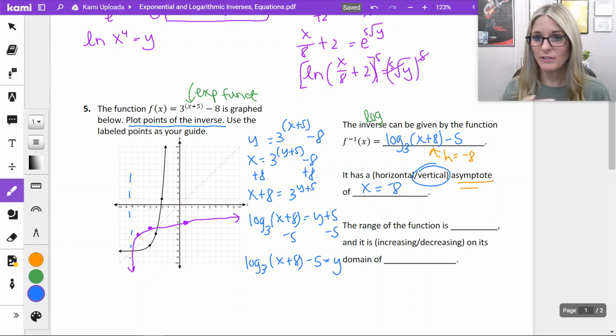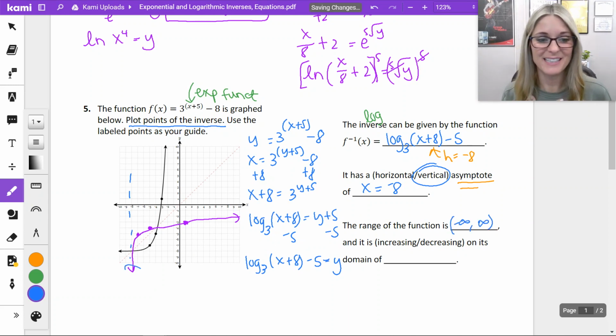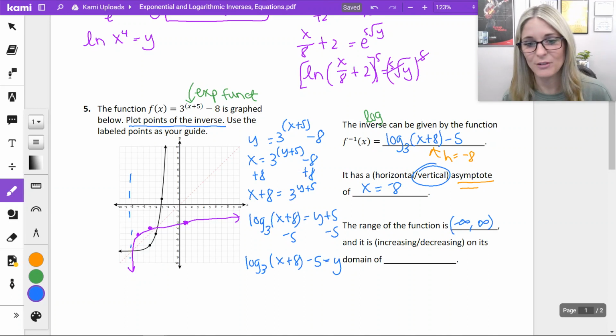The range of our function, our y values: how low does it go? How high does it go? Remember, in logarithms, this is going to be all real numbers, so -infinity to +infinity. I've tried my best to graph it here. You can see the left arrow is going down, down, down. The right arrow is ever so slightly creeping up. As I look at the graph from left to right, it is increasing.